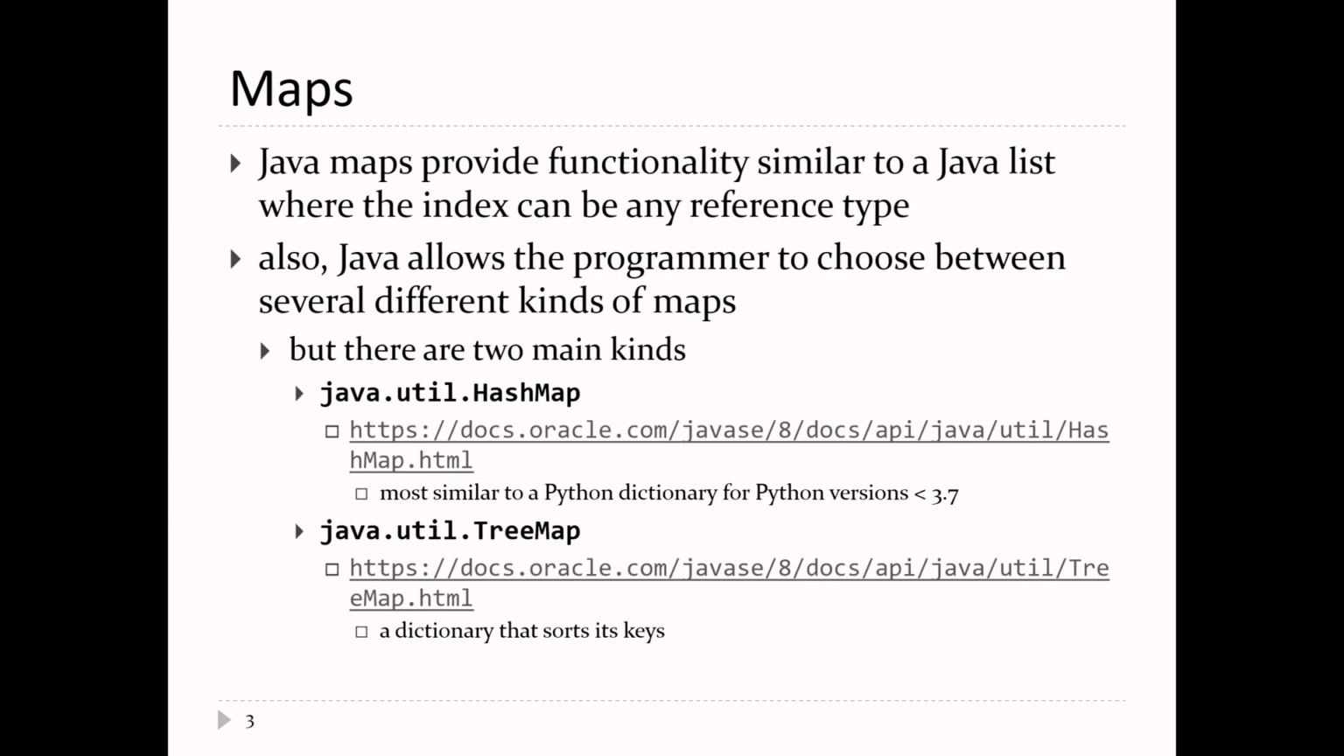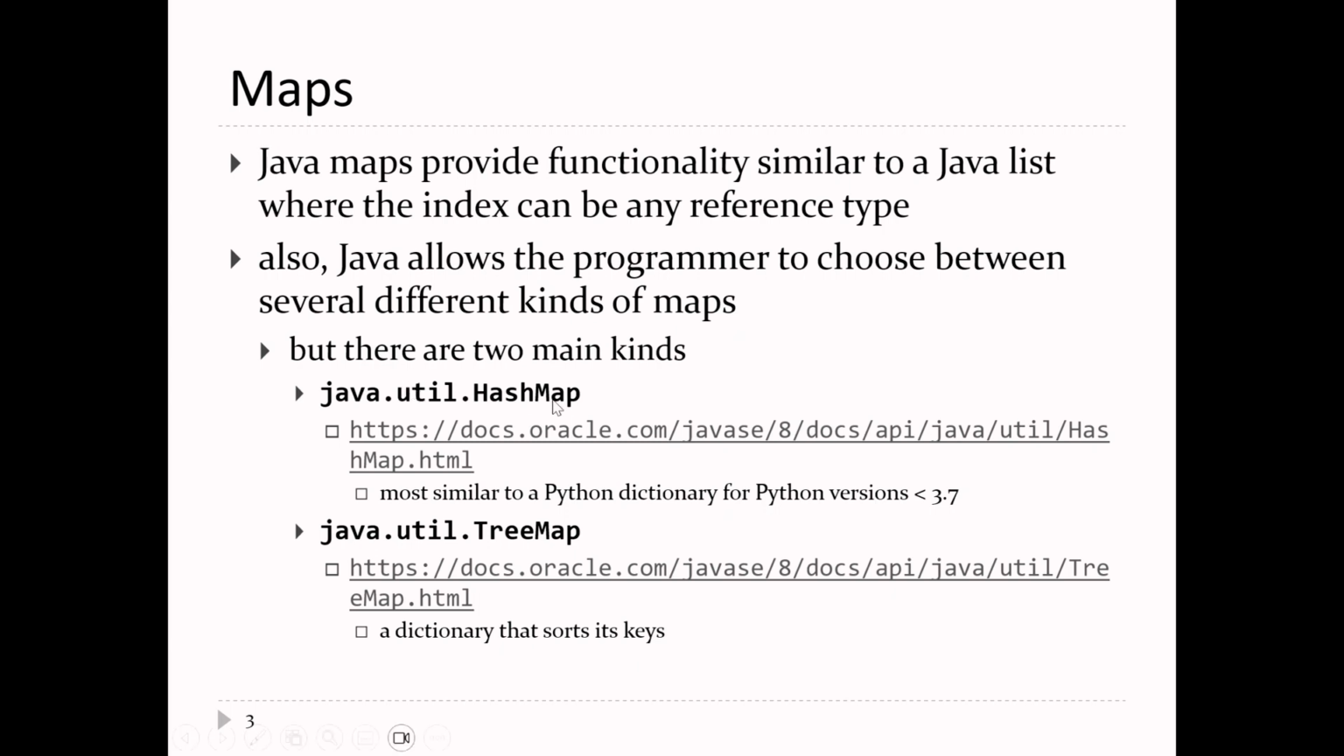Anyway, a Java map kind of looks like a list, except instead of using an integer index, you can use anything else. You can use any reference type for the index. So in a list, you map 0 to the first element, 1 to the second element, and so on and so forth. In a map, you can map a string to the first element. You can map a different string to the second element, and so on and so forth.